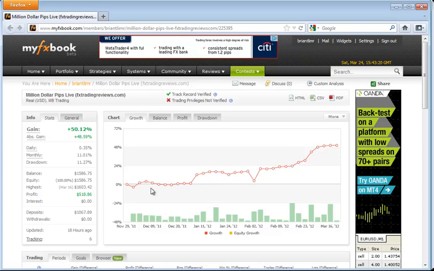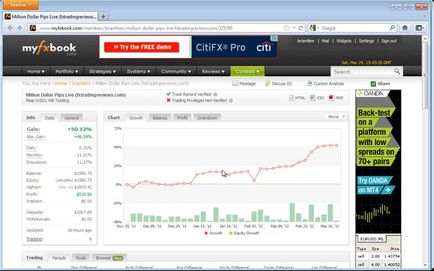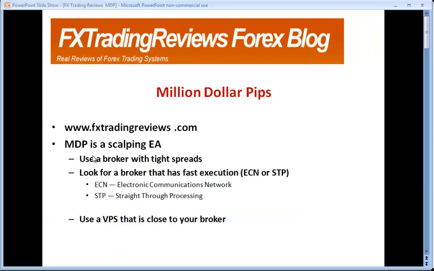The one thing I've noticed with this EA is it will go for a period of time where it takes small trades and all of a sudden the equity curve moves up, a little bit of a pullback, then a nice move to the upside. Million Dollar Pips, or MDP, is considered a scalping EA.